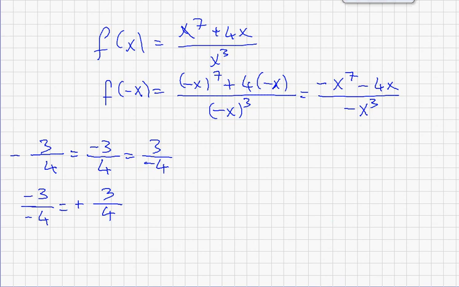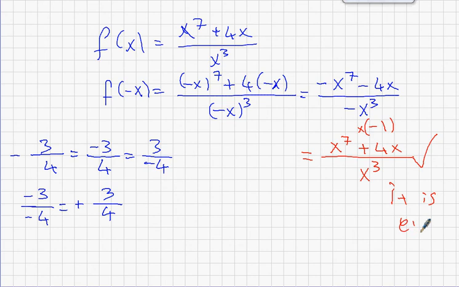Do you see something interesting in this question? Everything is in terms of minus. So look at that. If I multiply everything by minus 1, what will happen? Minus 1 times minus x to the power 7 will be x to the power 7. Minus 1 times minus 4x will be plus 4x, and minus 1 times minus x cubed will be x cubed. Is it the same as the first one? So we say that it is even.